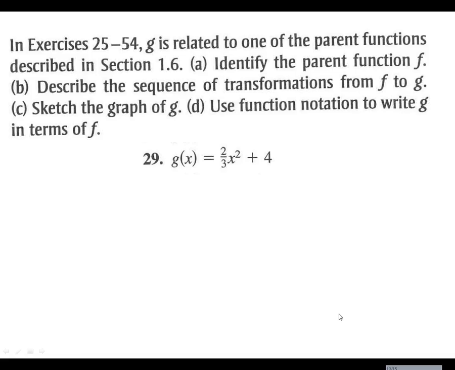So let's see if you can take that and answer problem 29, which involves a non-rigid and a rigid transformation. So go ahead and try this, pause me, and press play when you're ready for an answer.